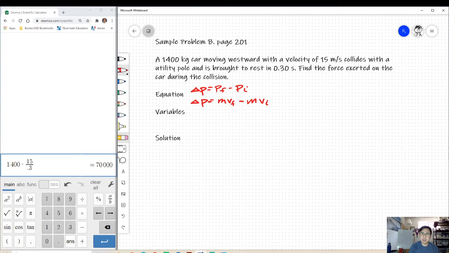But there's a second equation, so here's our equation 1. Our second equation goes like this, that impulse is equal to force times time. Good? Let's walk through this.